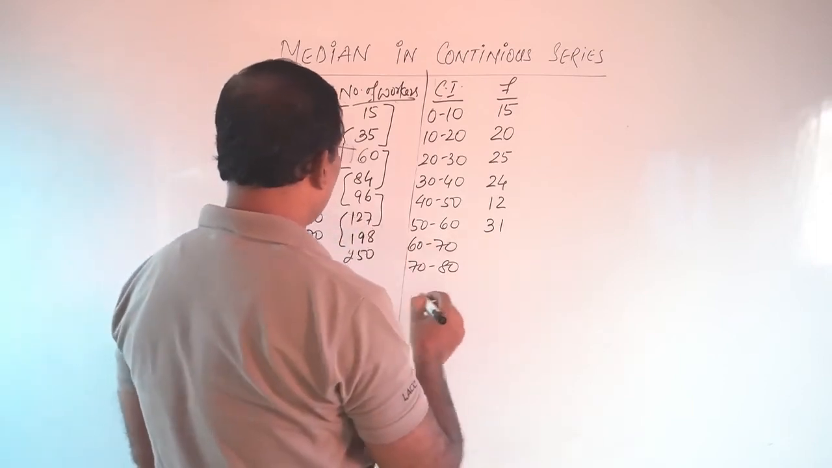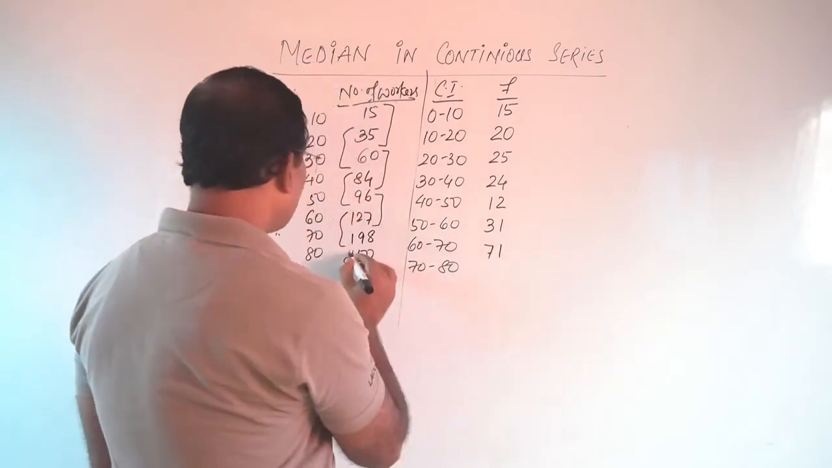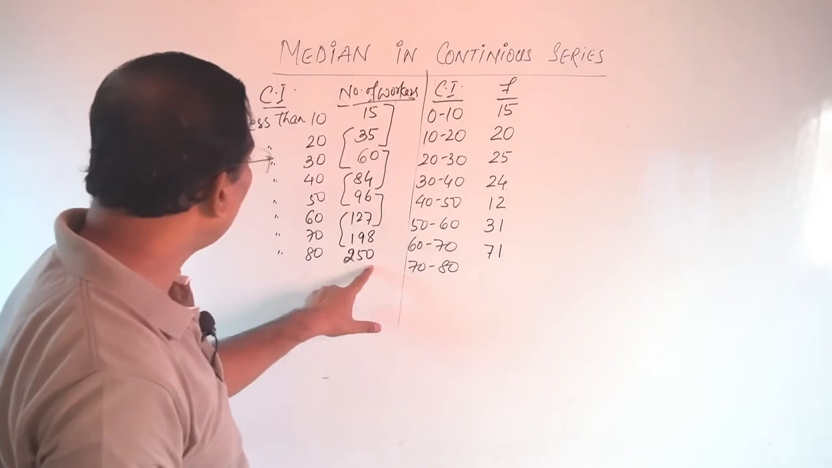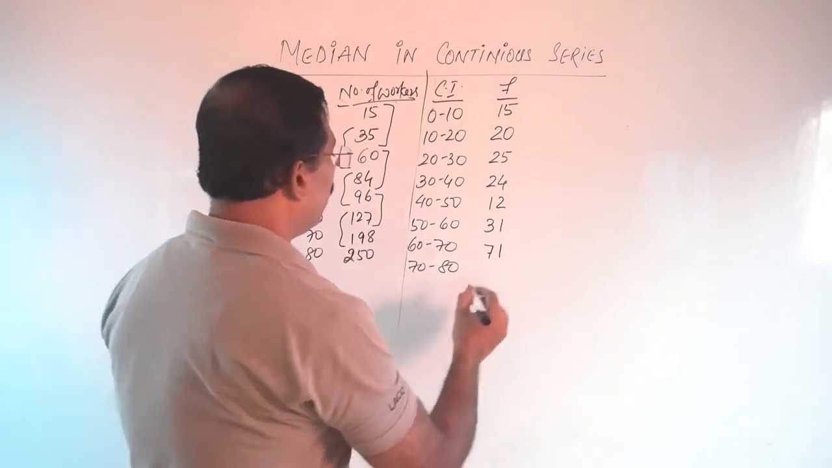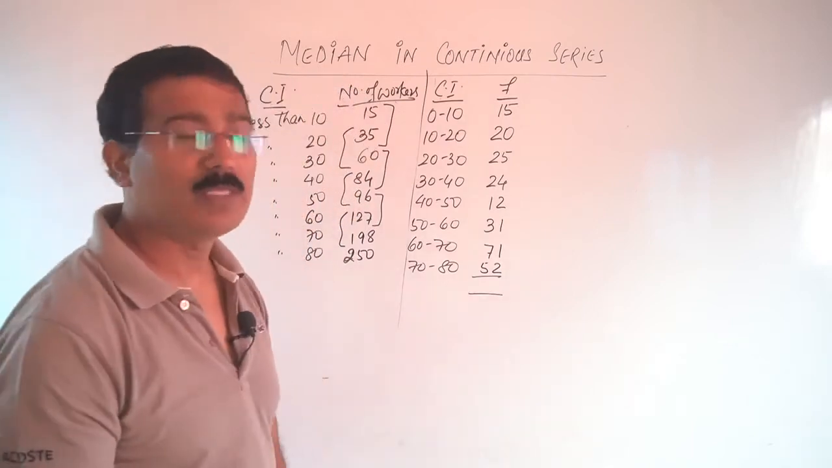Next 60 to 70. 198 minus 127, 71. And the last one 70 to 80. 250 minus 198. Here will be 52. Okay, this is the frequency.